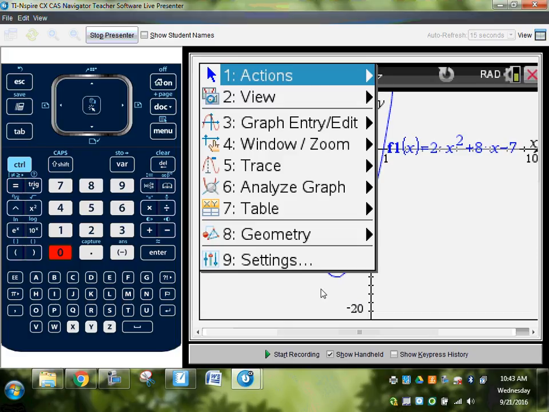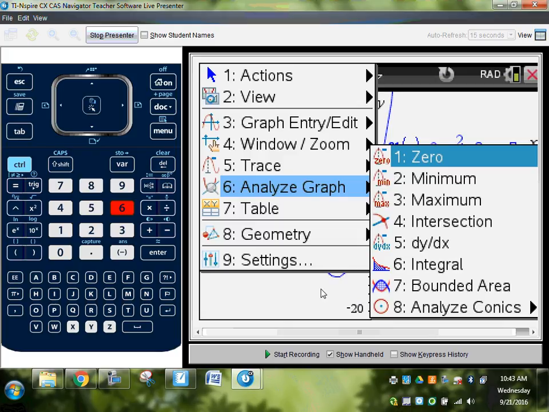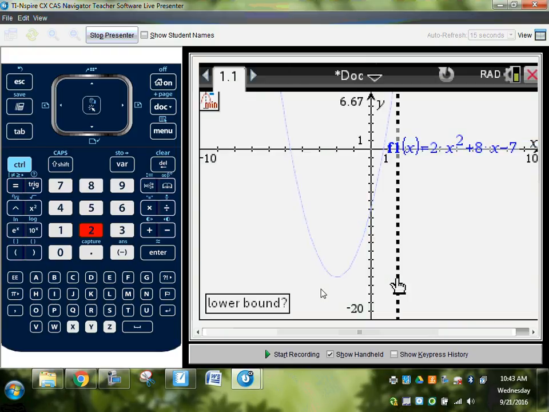Analyze the graph, so I press 6. Now, which of those am I going to be looking for? A 0, a min, a max, an intersection, a derivative, an integral, or a bounded area? Which one? We're going to try to find the minimum, so I'm going to press 2. Now, this is the good and the bad of this calculator. This little hand, finger thing, whatever it is.